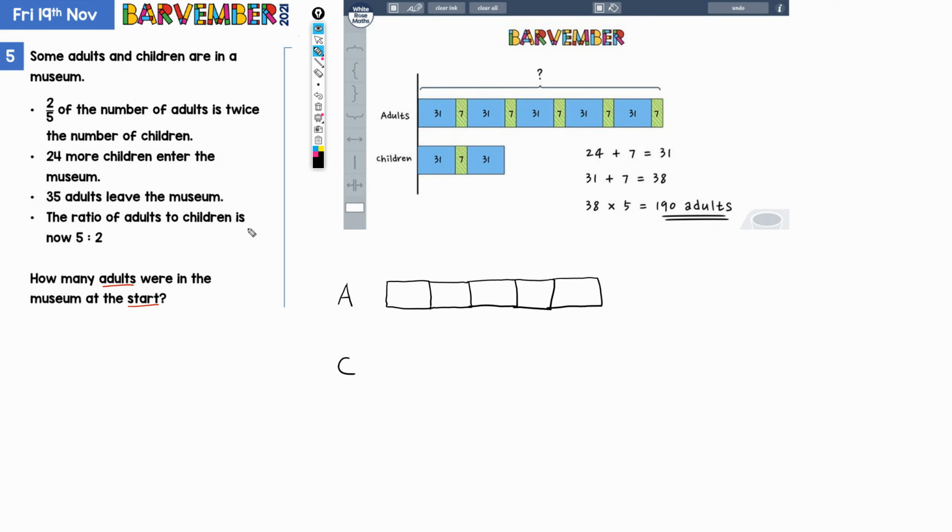Okay, and what have I got? 2/5 of the number of adults is twice the number of children. So that means that the children have one of these parts, one of these fifths from up here. So that's a convoluted way of telling us, it's quite fun, that the original ratio is 5:1. Okay, so that's what we have at the beginning. So I have got that information there.